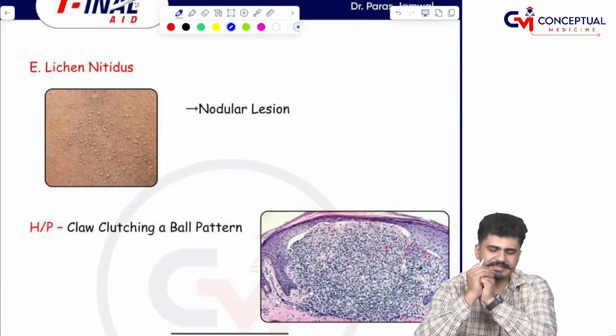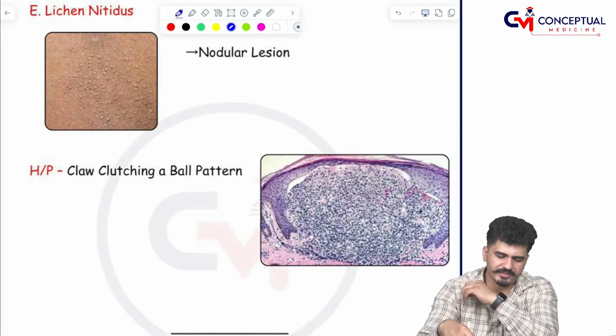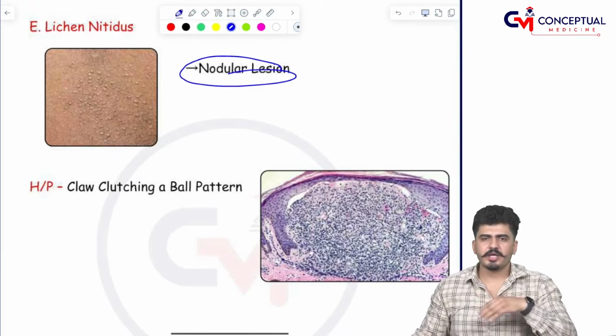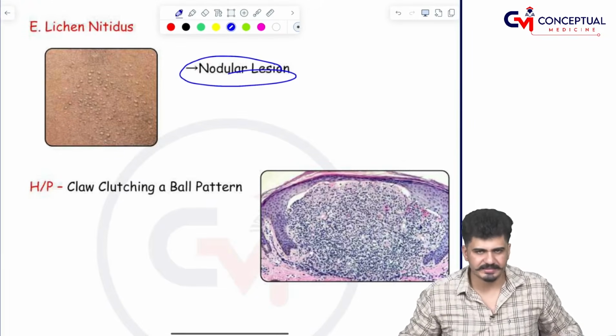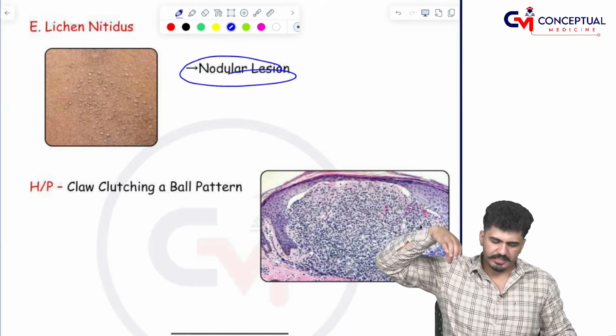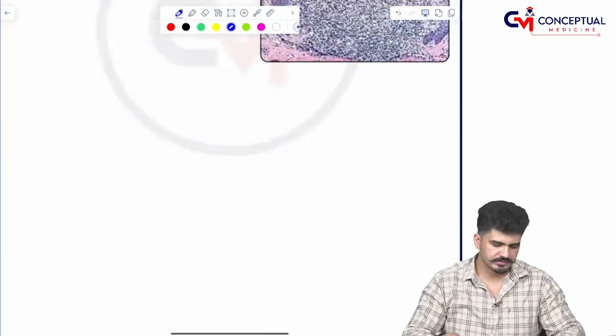Now lichen nitidus, you are going to have a typical feature for this. You have to remember, first of all, nodular lesion. If we prepare a cut slide of this, you will see a clutching ball appearance.